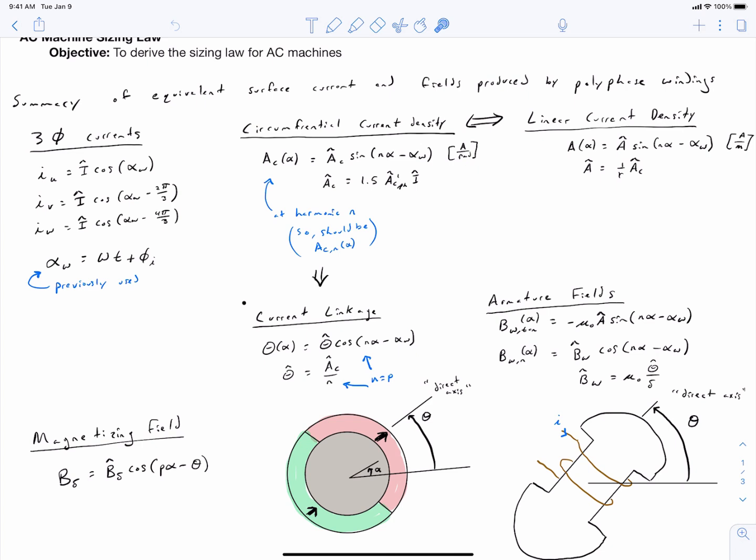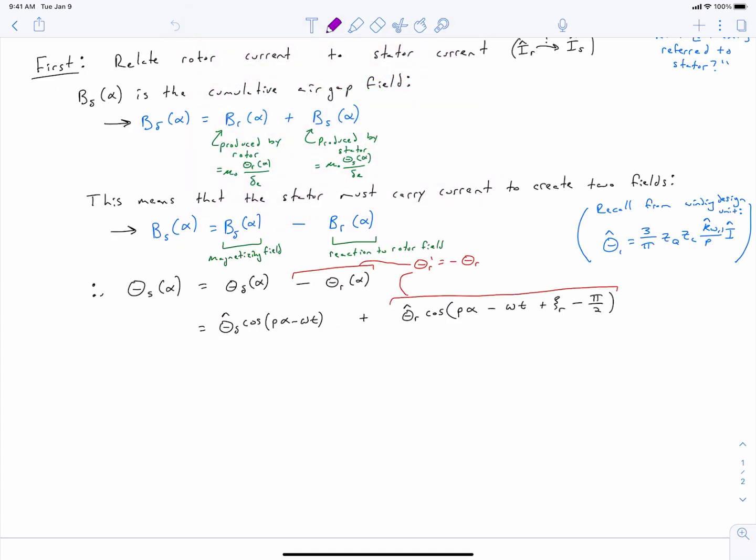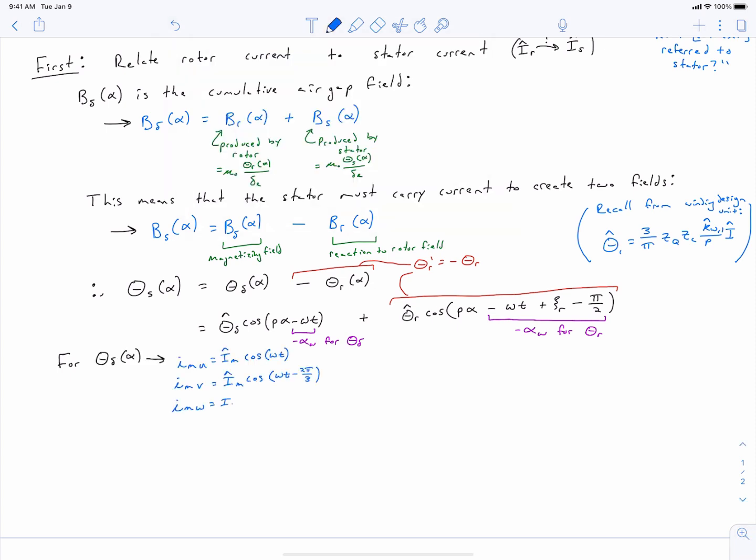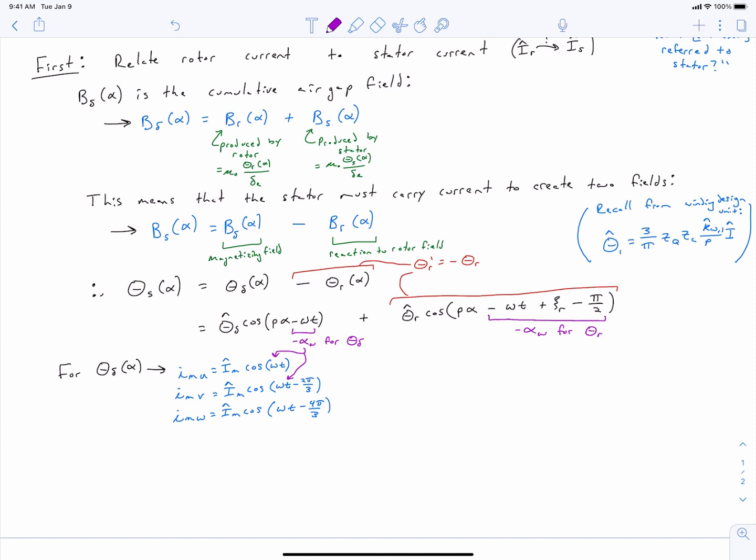So remember, the current linkage is going to be at angle P alpha minus alpha W, and then our currents should have the argument of alpha W. So this quantity right here would be alpha W for the rotor reaction field. And this quantity right here is going to be a negative alpha W for our magnetizing field. And so for our magnetizing field, we get these three quantities.